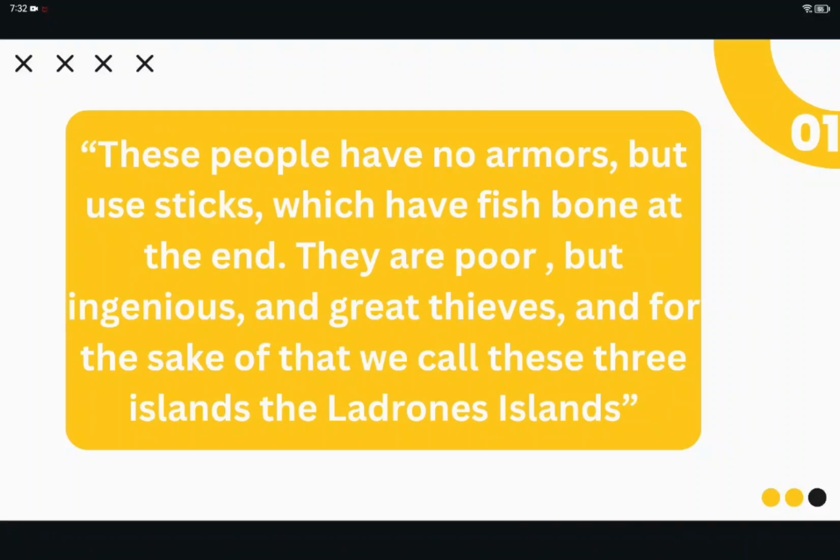And aside from having no armors, all throughout Pigafetta's account he will mention that these people, not just the people of Marianes slash Ladrones Island, but at the same time the people they will meet in the Philippines, are naked. Pigafetta will always emphasize, always take note that these people are naked. At the same time, one impactful descriptive word we can see in this particular slide is the word poor. Okay, they immediately assume that the people they've encountered are poor because based on their perspective, they already have the biases or the notions of what rich looks like, what poor looks like.